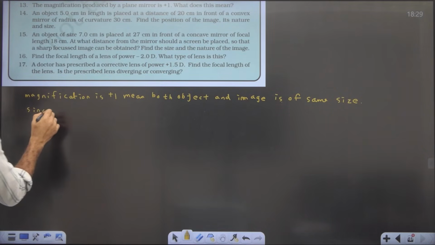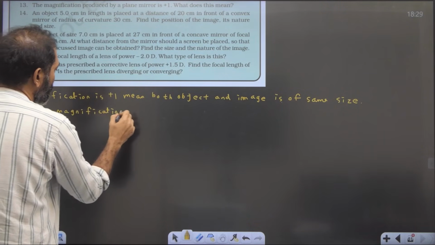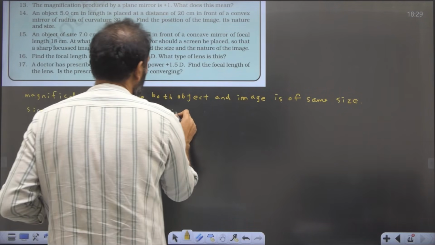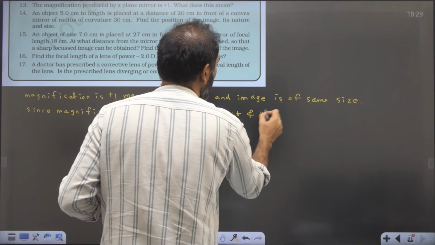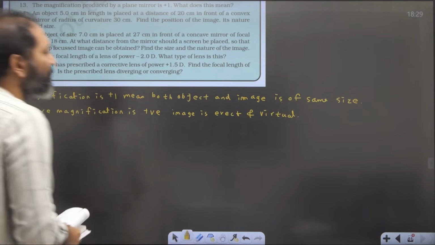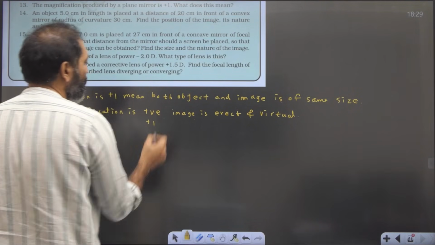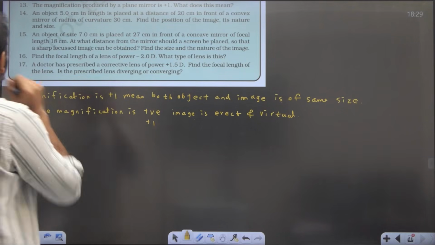Since magnification is positive, the image is erect and virtual. Magnification positive means what? Erect and virtual image. Magnification is +1, so what? Erect and virtual image. Okay.